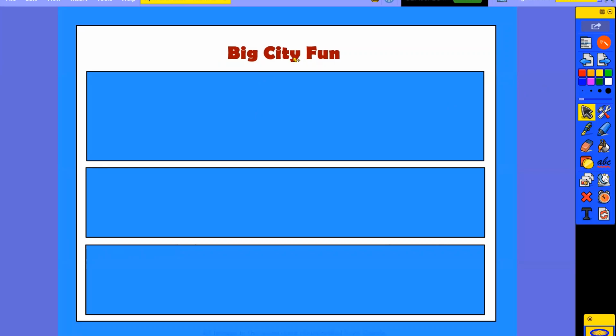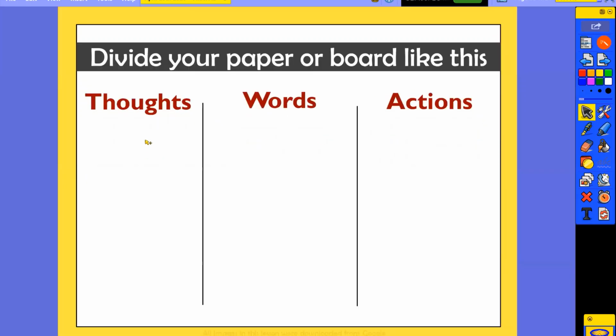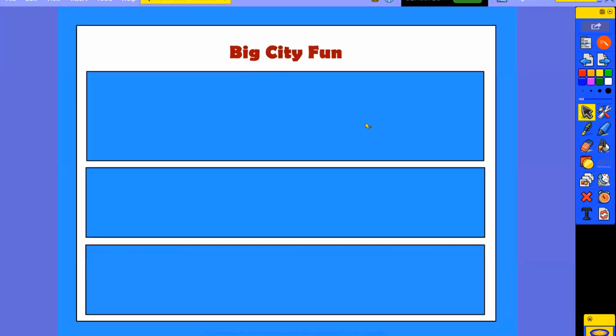So, this passage is called Big City Fun. Let's read together. While I'm reading, I want you to answer on your paper or board and categorize the events into these 3 sections. Let's start.